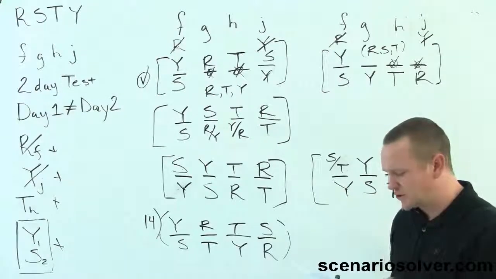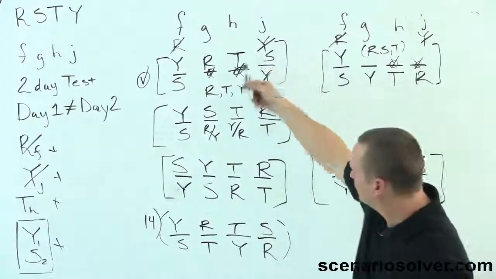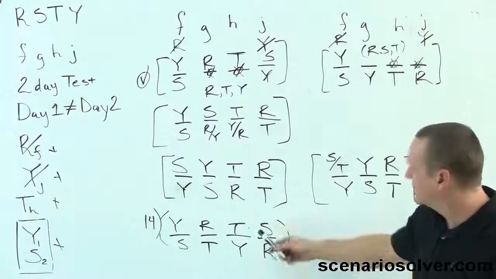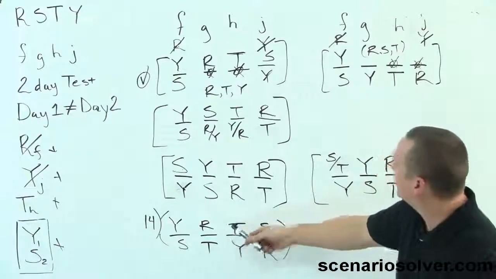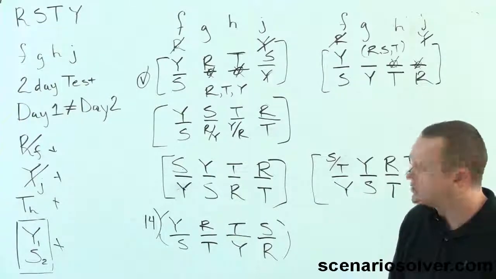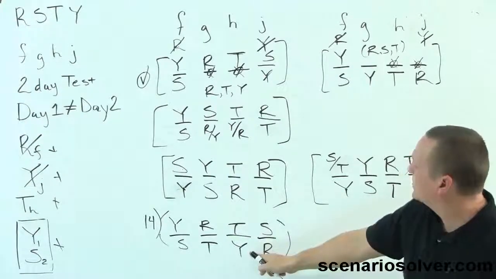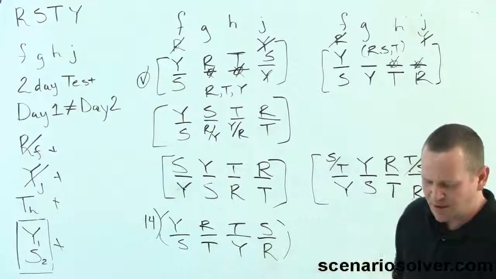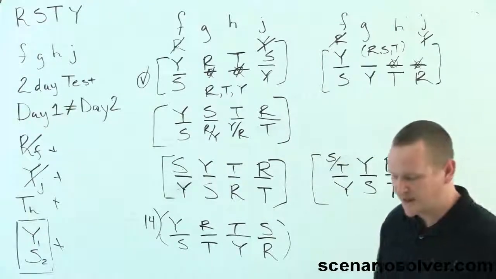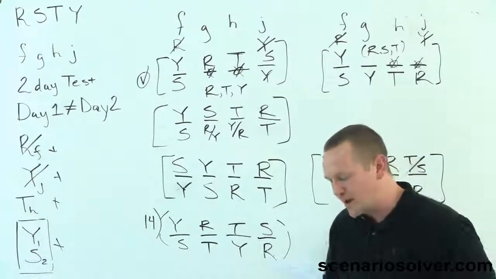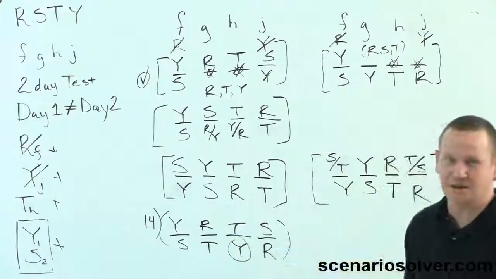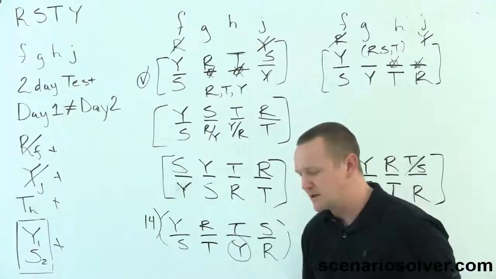So let's take a look. Which one of the following must be true? A, R tests H on the first day. That cannot be true. It has to be T. Let's look at B, R tests J on the first day. That cannot be true. R must test G. C, T tests H on the second day. Y must test H on the second day, so that cannot be true. D, T tests J on the first day, and that must be S, so again, that cannot be true. And then lastly, E, Y tests H on the second day. Absolutely, that must be true. That's the answer to the question. The answer to the question is E.